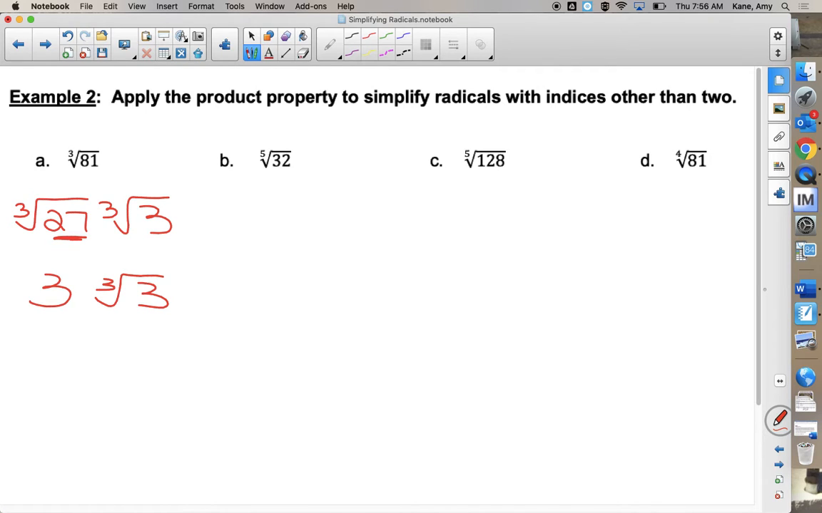So letter B says the fifth root of 32. So go into the power of 5s. What is the fifth root of 32, Peter? Just 2. That is a perfect fifth. 2 times 2 times 2 times 2 times 2 makes 32. So then looking at the next one, we have the fifth root of 128. So now you got to go to the power of 5s and see, do any of those numbers break into 128?